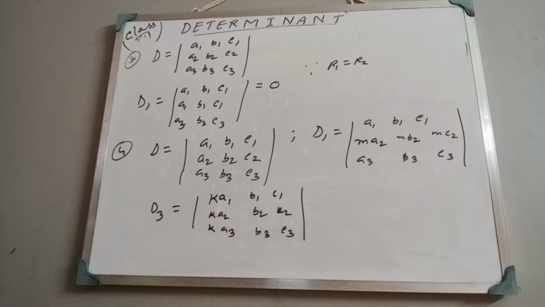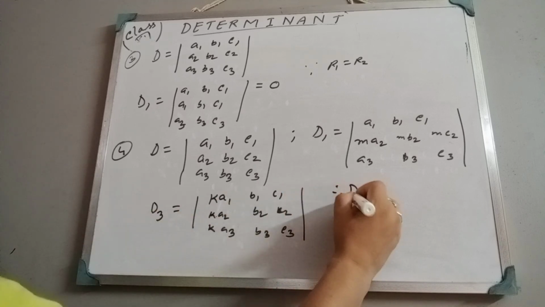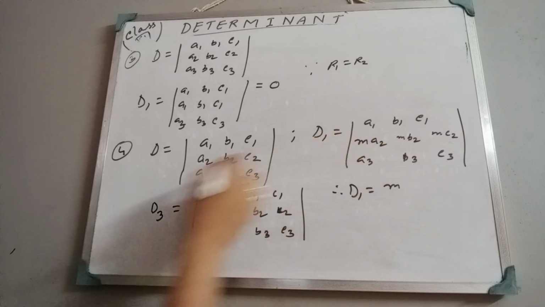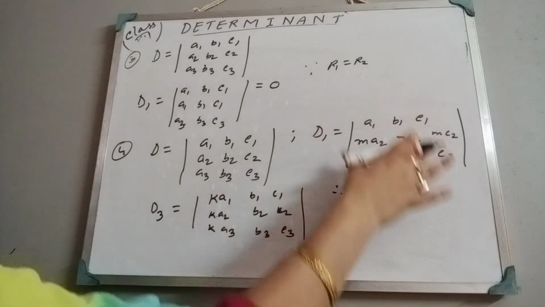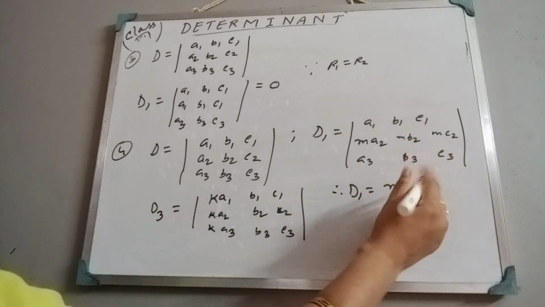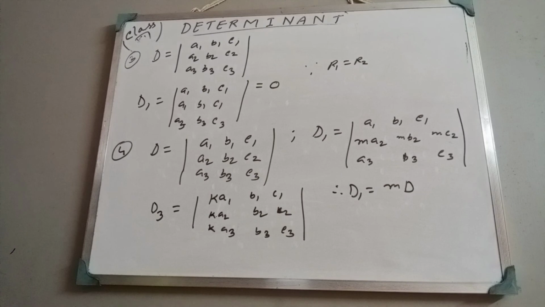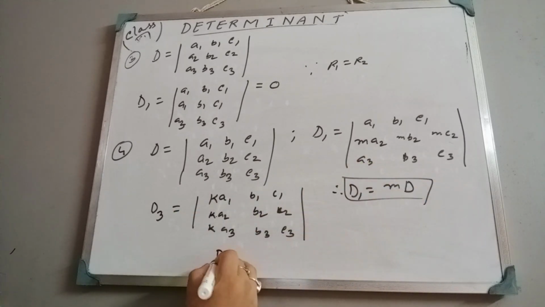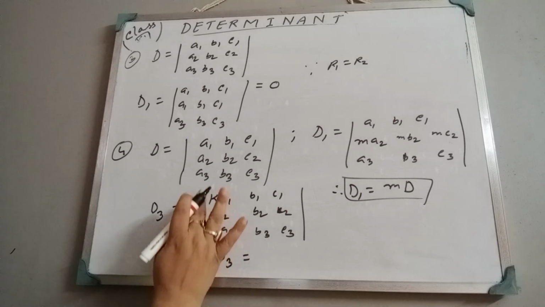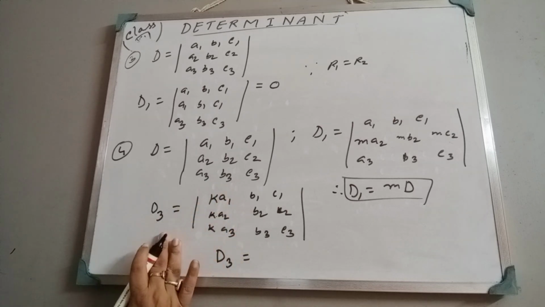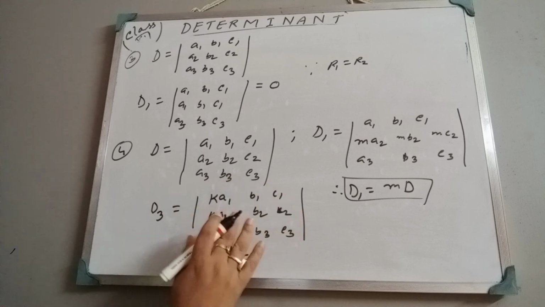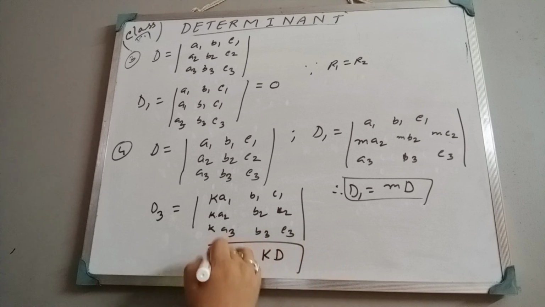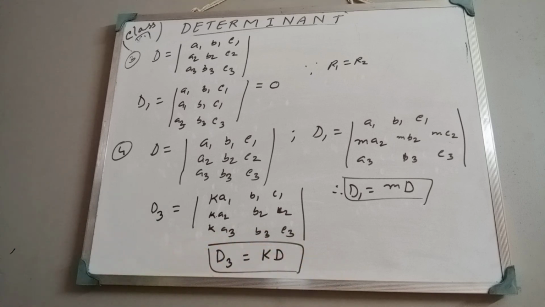Okay. Therefore, D1 is equal to M. We can take M outside the determinant, and the remaining elements will form again D. So we will write MD. Same thing here. We can write D3 is equal to, we can take the scalar quantity outside the determinant, then the remaining elements will form again D. So we can write KD. D3 is equal to KD. Okay.